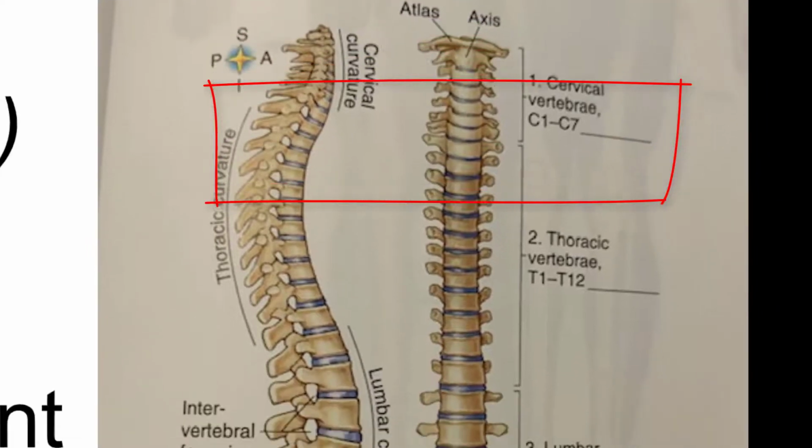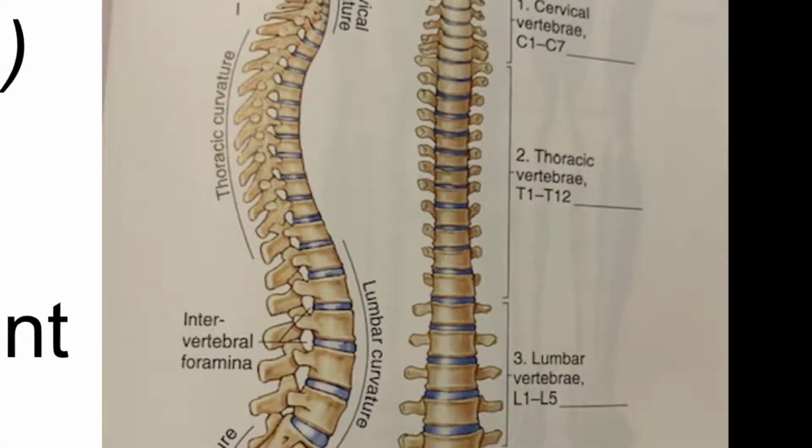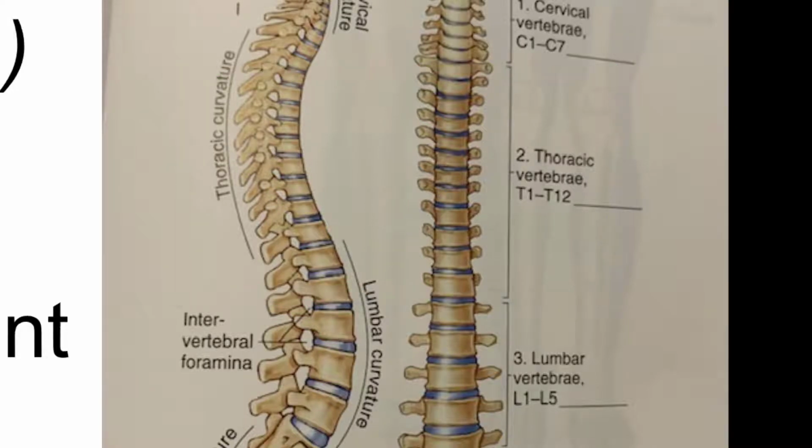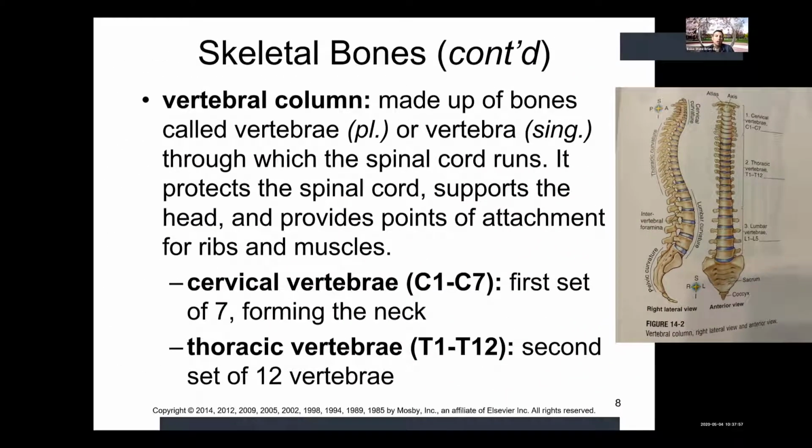And then moving down, once you get past C7, you've got 12 more vertebrae, which are your thoracic vertebrae. You see those again on page 581. Thoracic vertebrae would basically be like your upper and mid back area.